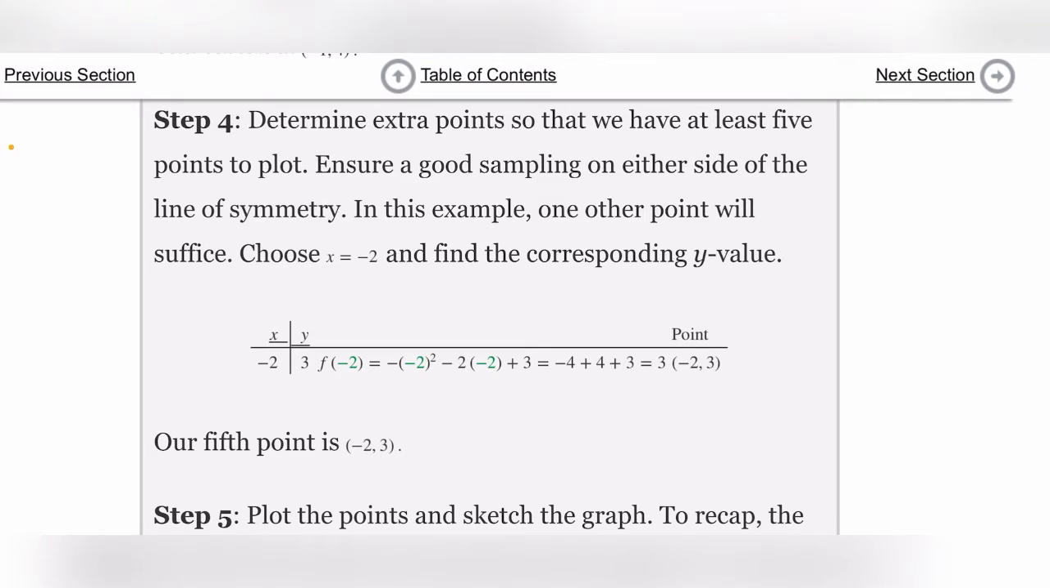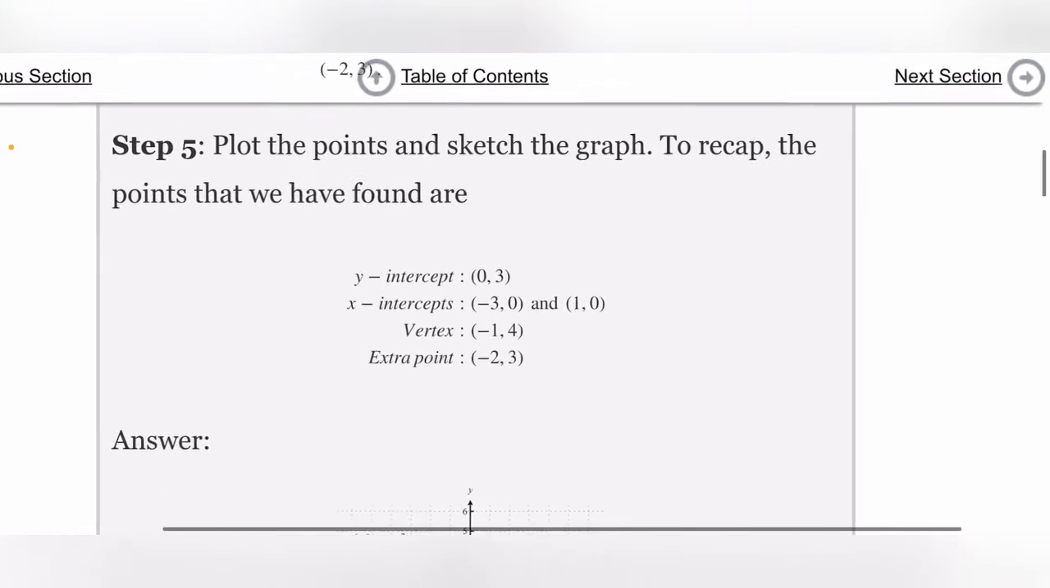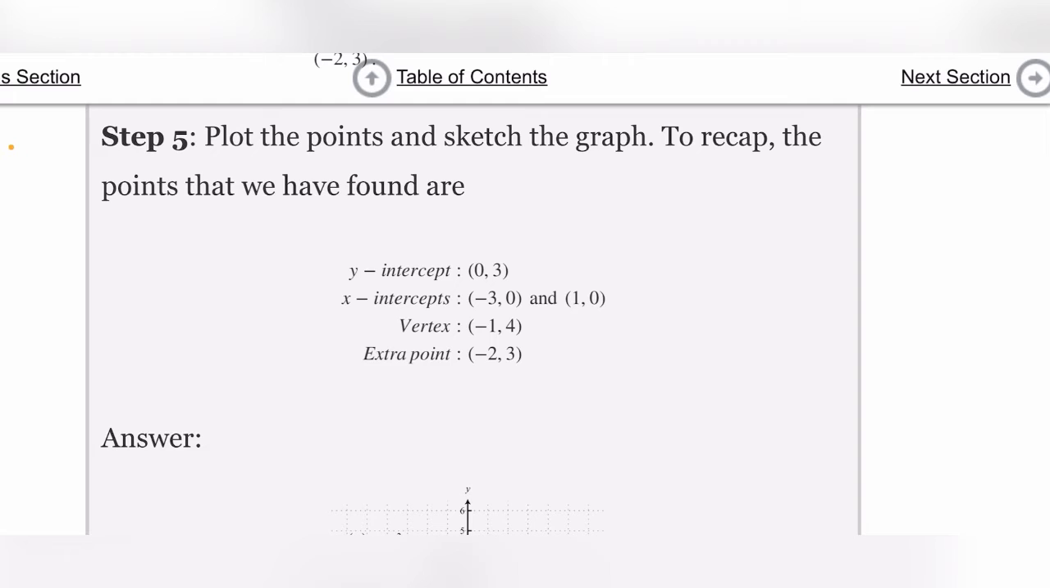If we want, we can determine extra points. We can find other points by giving other values. Then, the things that we found: the y-intercept, the coordinates of the two x-intercepts, the vertex, and extra points.